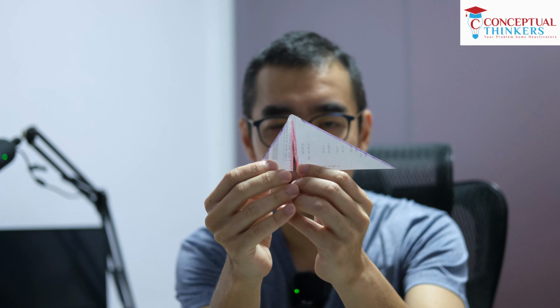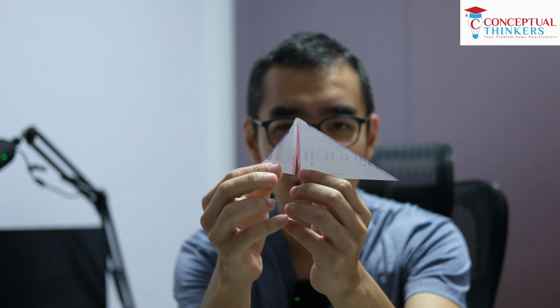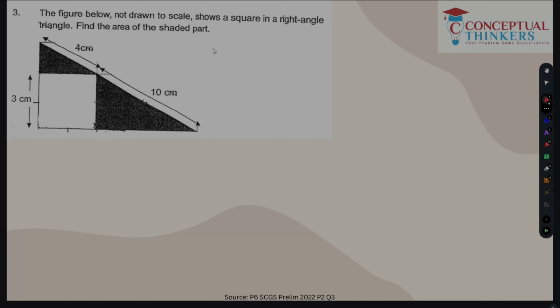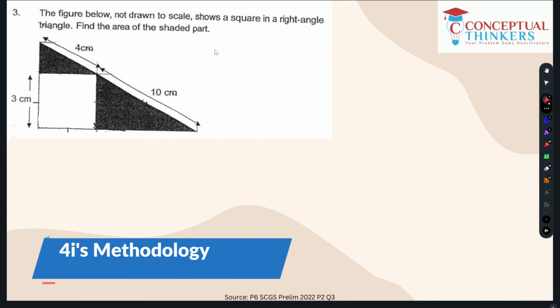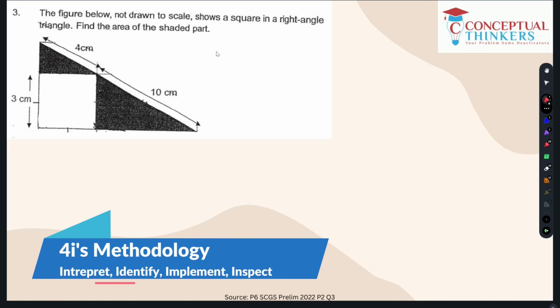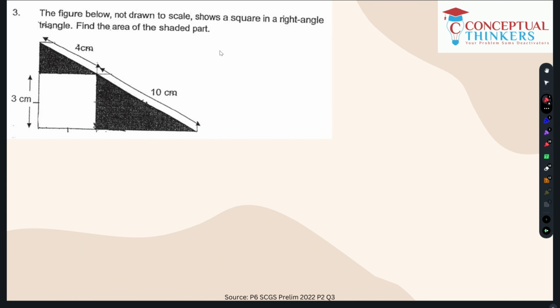I'm Teacher Ben. Just now you were looking at me doing this. The reason is that today's question is P6 2022 SCGS Prelim Paper 2 Question 3. Let's get started. I'll be using our Center for I methodology to solve this question. Let's start with interpreting the question.